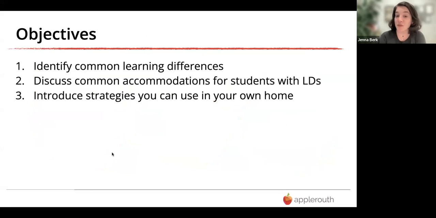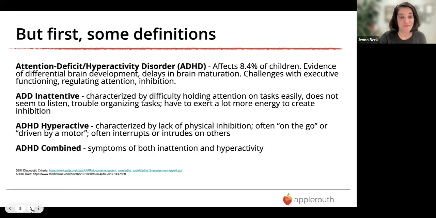So my objectives for this presentation this evening are to identify some common learning differences, discuss common accommodations for students with LDs, most likely in their school environment, and also introduce strategies that you can use in your own home. But first, some definitions, because this is a bit of an alphabet soup of an area, so I want to make sure that we all know what we're talking about.